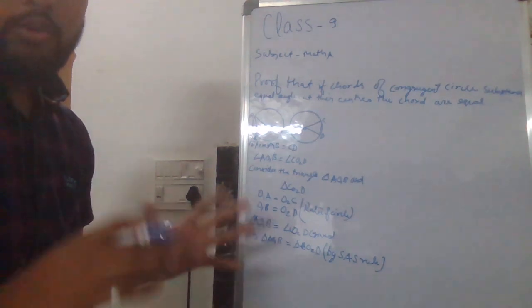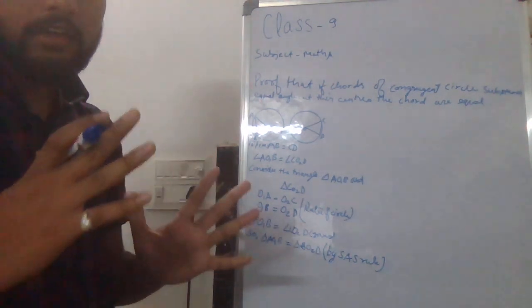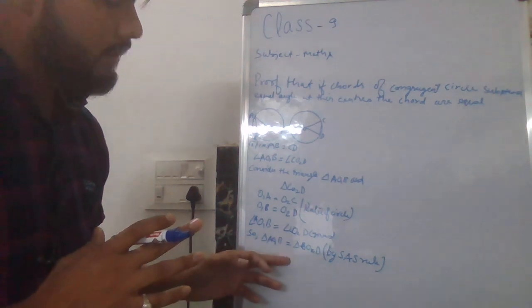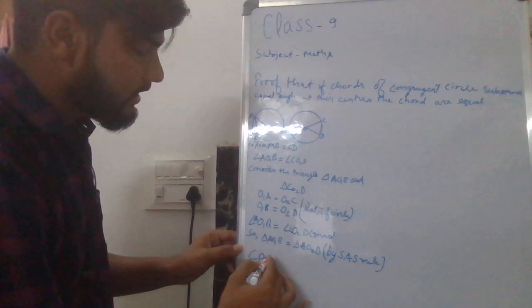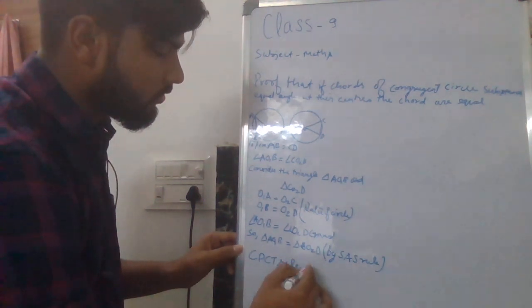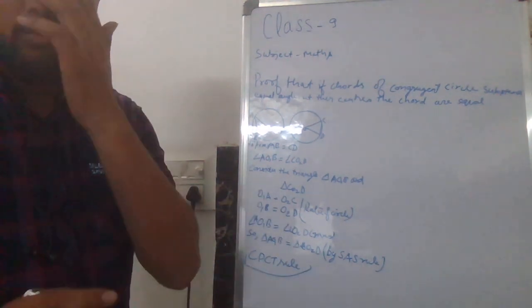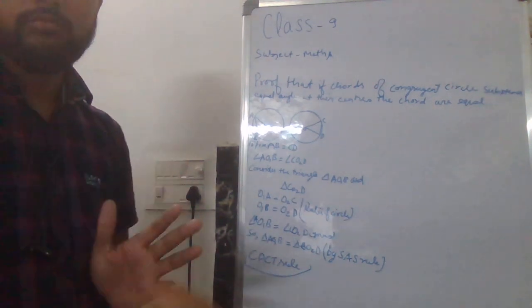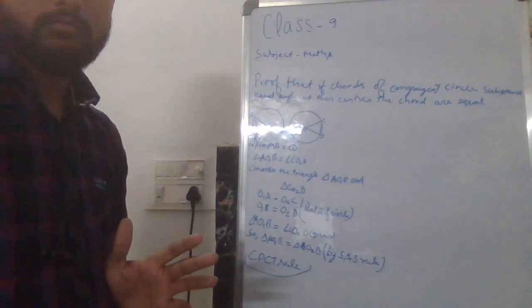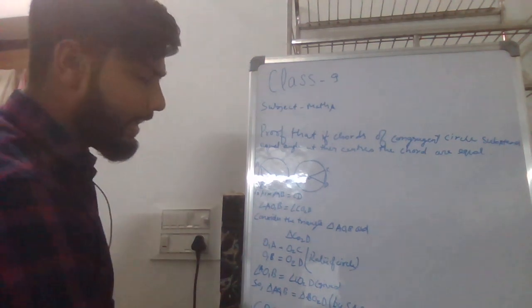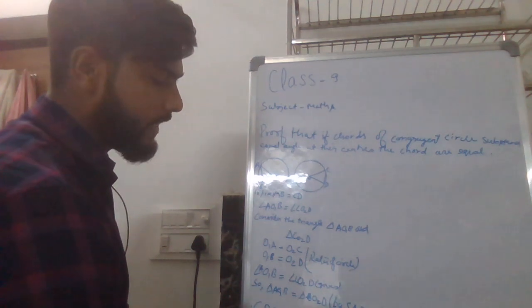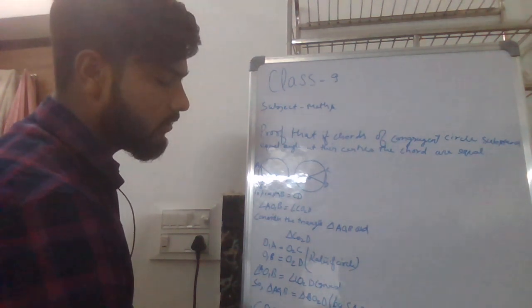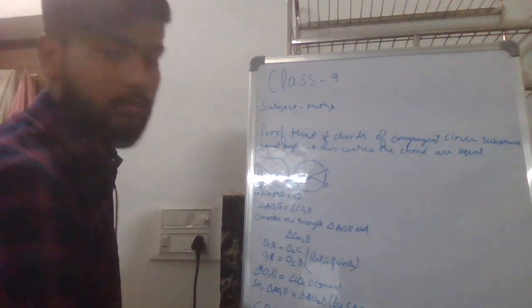Now you have to tell me which type of rule these triangles are. Like these triangles are the CPCT rule. Okay, so now we can see that AB is equal to CD. So here the theorem is hence proved. Okay, so I hope everyone is clear.